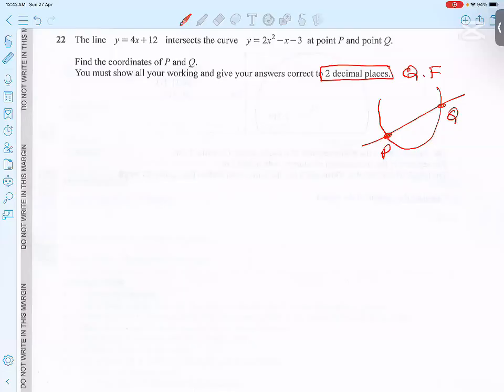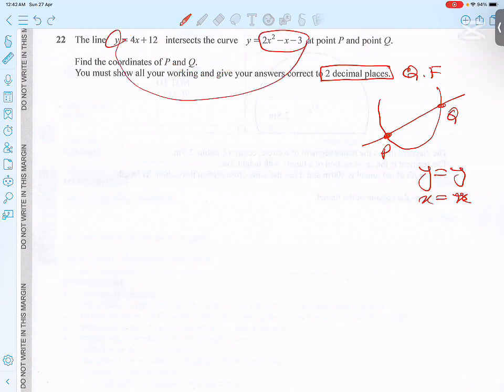So step number 1: at these 2 points, either you can say y is equal to y or x is equal to x. Making x the subject is hard because a lot of x's are there. Y is easy to make. So this value, I'm going to plug in here. Or second choice, you plug this value in here. Second choice is better. So 2x squared minus x minus 3 is equal to 4x plus 12.